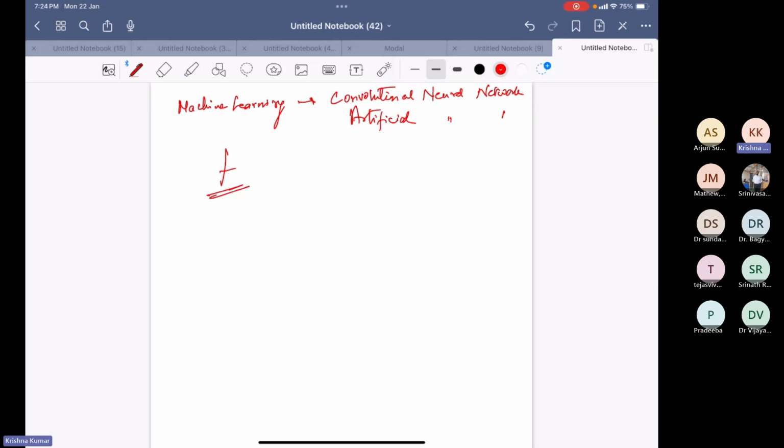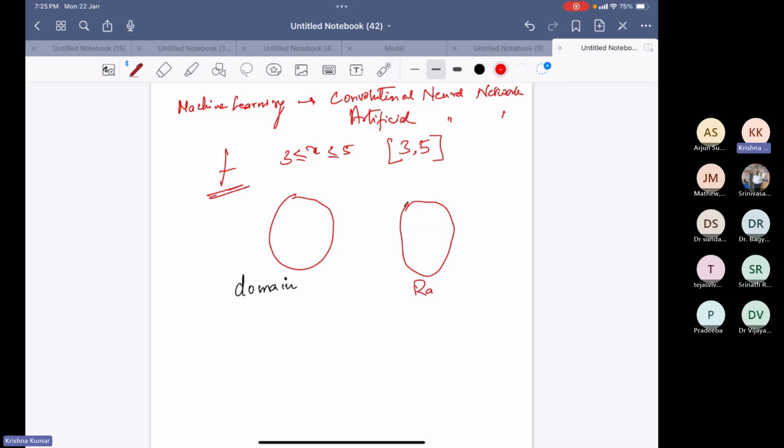Okay, so we introduce a few terminologies. We said x acts between 3 and 5. We put this as 3 comma 5. So we have a domain in which x works. We call this the domain. And on the other hand, we have what is called the range. So the domain and the range.